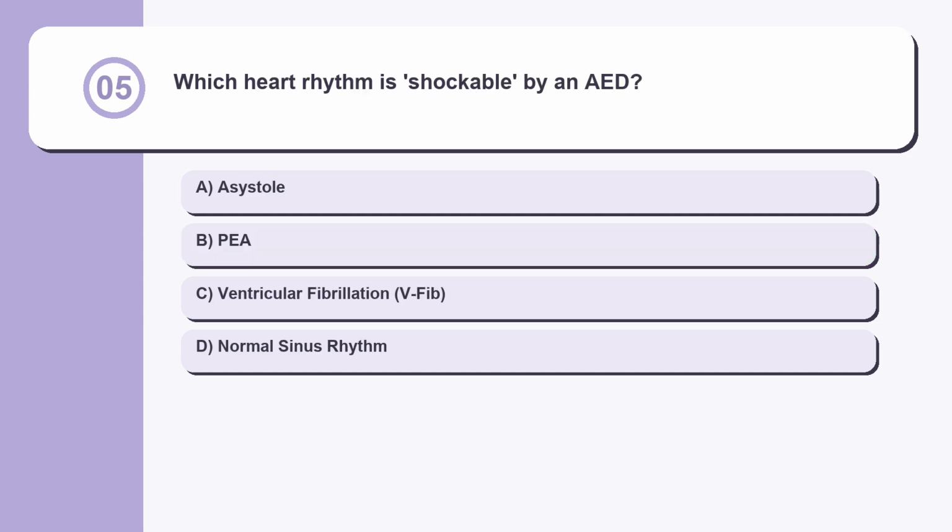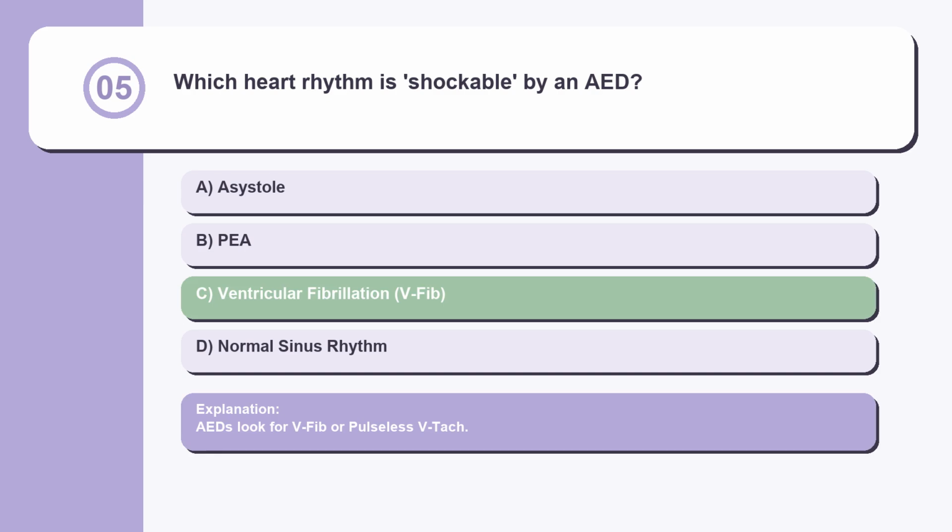Question 5. Which heart rhythm is shockable by an AED? Asystole, ventricular fibrillation, VFib, normal sinus rhythm. AEDs look for VFib or pulseless VTach.